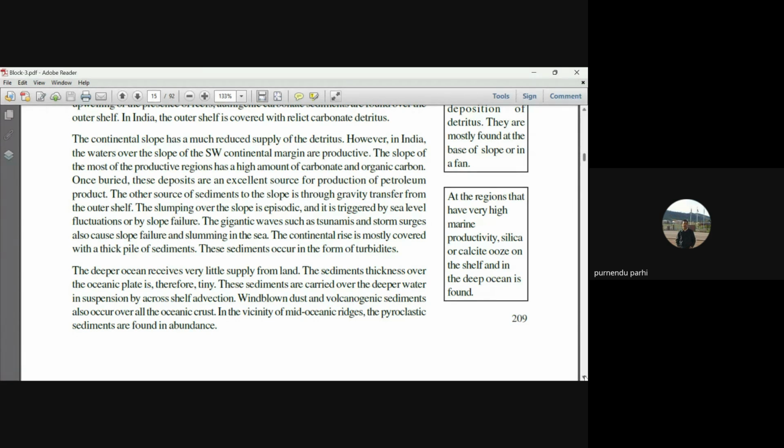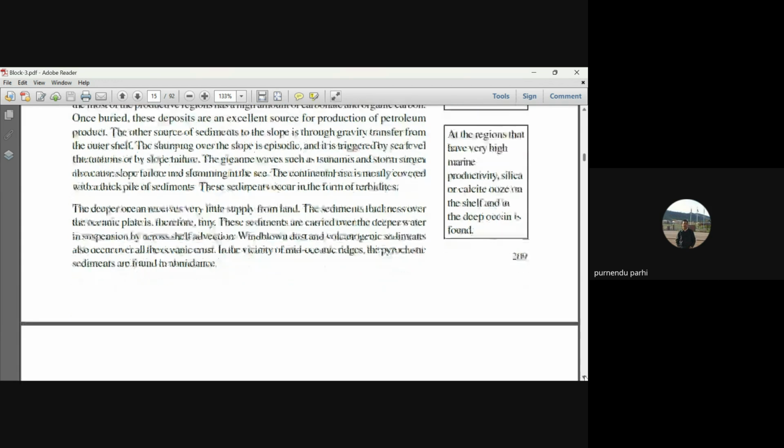The deeper ocean receives very little supply from the land. The sediment's thickness over the oceanic plate is therefore tiny. These sediments are carried over the deeper water in suspension by across-shelf advection. Wind-blown dust and volcanogenic sediments also occur over all the oceanic crust. In the vicinity of mid-oceanic ridges, the pyroclastic sediments are found in abundance.